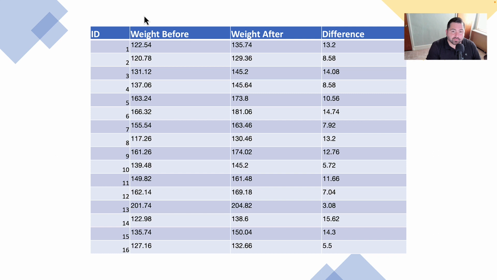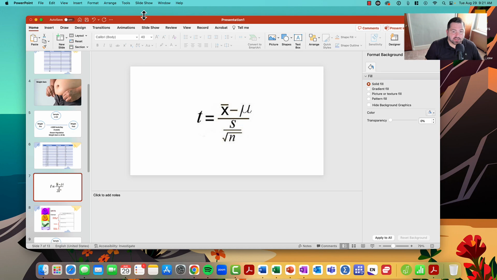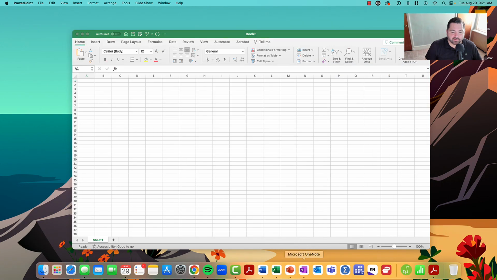And so the data that was collected for this study looks as such. You can see there's 16 participants here. They measured the weight before and they measured the weight after, and then they determined the difference score, which is how much weight was gained or lost during that time period. But in order to effectively move this data to the next step, we need to go ahead and calculate a t-statistic. So I'm going to back out of my PowerPoint for a second.